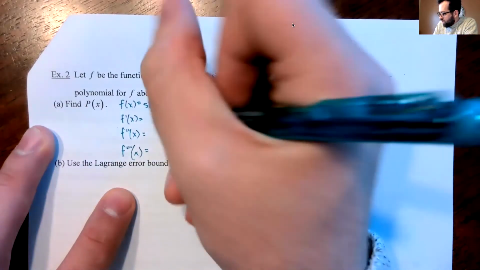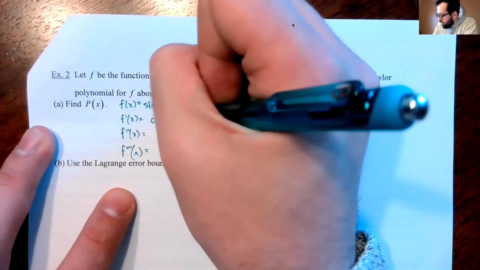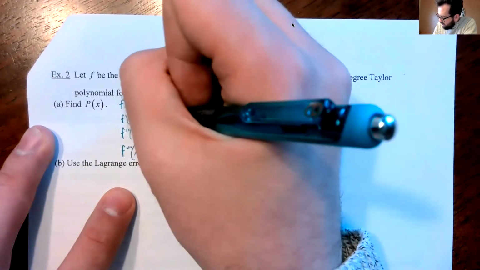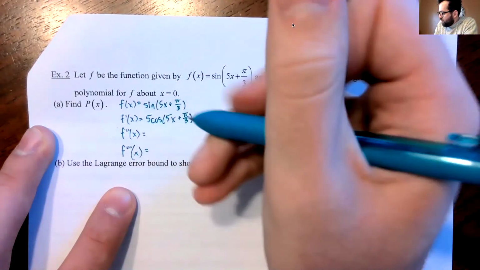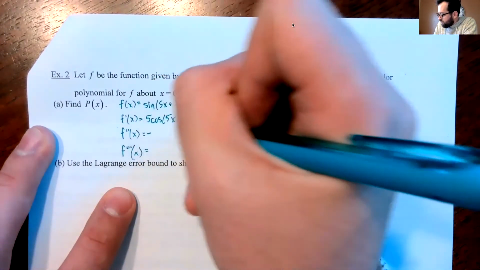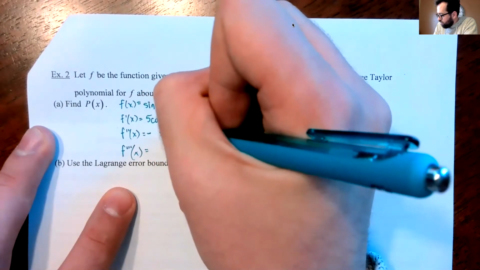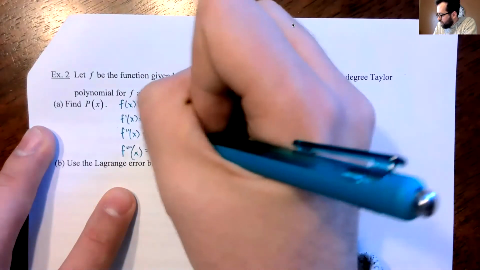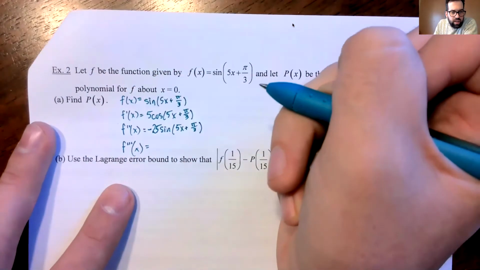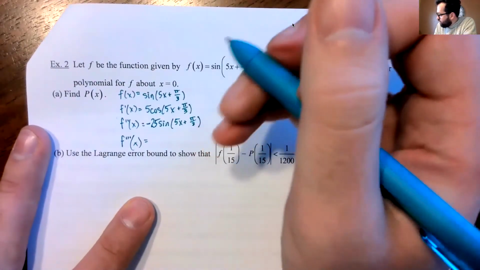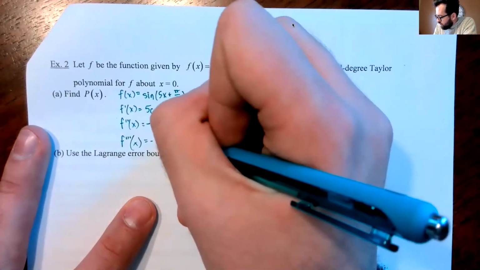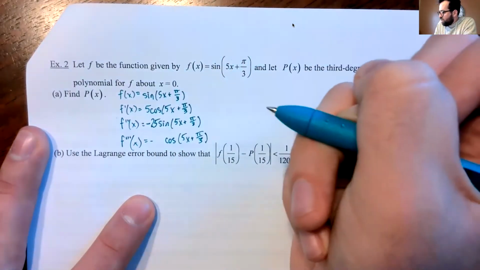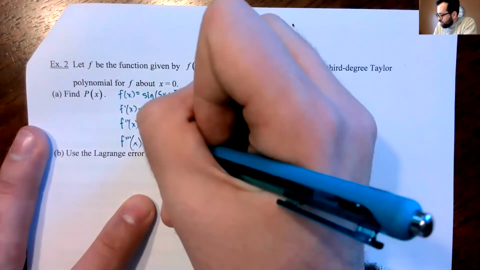So I take the first derivative, I'm going to end up with cosine of 5x plus pi over 3 times the derivative of the inside, which is going to be 5 in front. The next derivative is going to be negative sine of 5x plus pi over 3, 5 times another 5, so we got 25. And then up next, negative sine leads to negative cosine of 5x plus pi over 3. And we're doing 25 times 5, so 125.